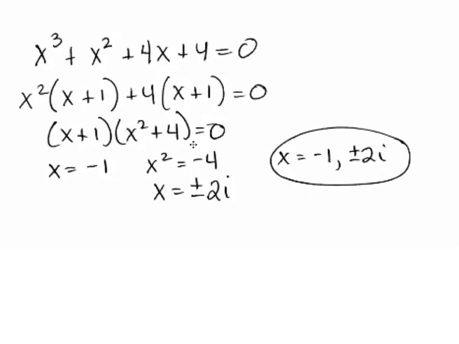Again, it's a 2 by 2 grouping, except that when I grouped, I found x squared plus 4 was prime. So then again, I set each of my factors equal to 0. I got x equals -1, and when I solved for x here, I got plus or minus 2i.